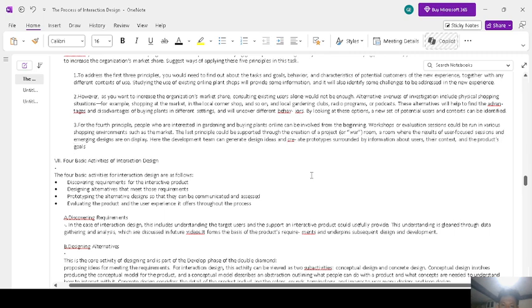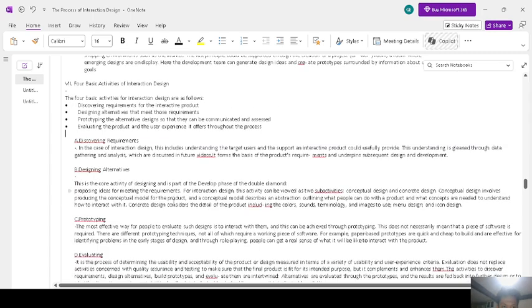So in here, where you're involving the users, you generate ideas and create prototypes that measure feedback, their context, and the product's goals. Four basic activities of interaction design. The basic activities of interaction design are as follows. Discovering requirements for the interactive product, designing alternatives, prototyping the alternative designs so that they can be communicated and assessed, and evaluating the product and the user experience.